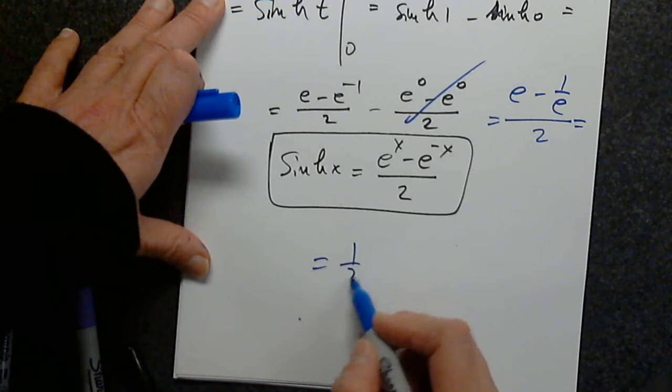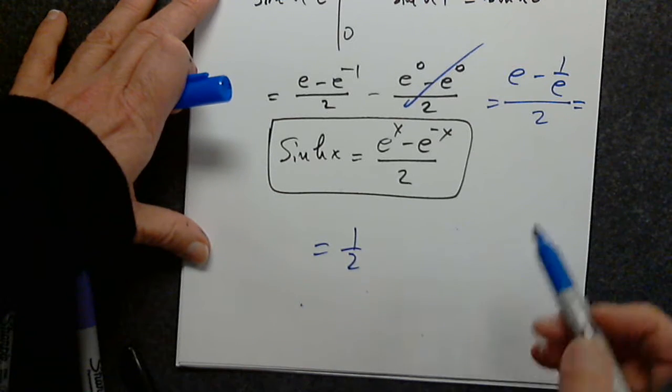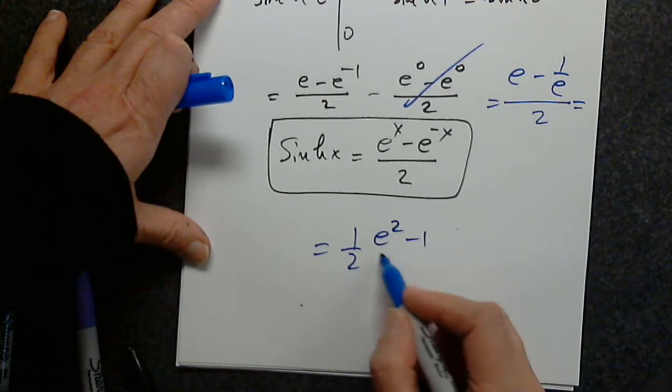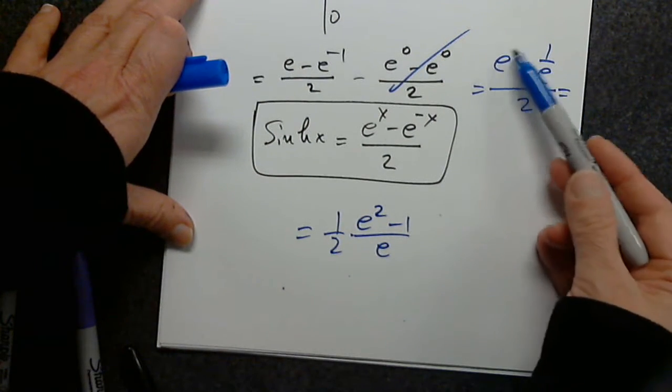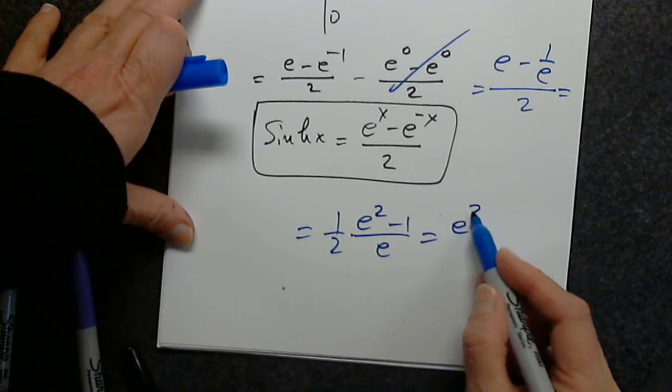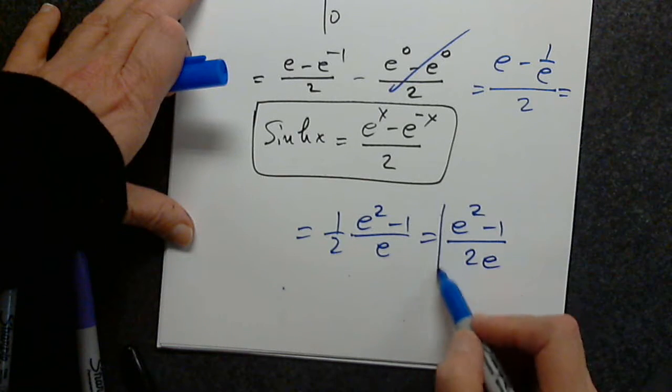So 1/2 is in front, it can wait patiently, and then e squared minus 1 over e. Right? Because we have to find the least common denominator. So this becomes e squared minus 1 over 2e.